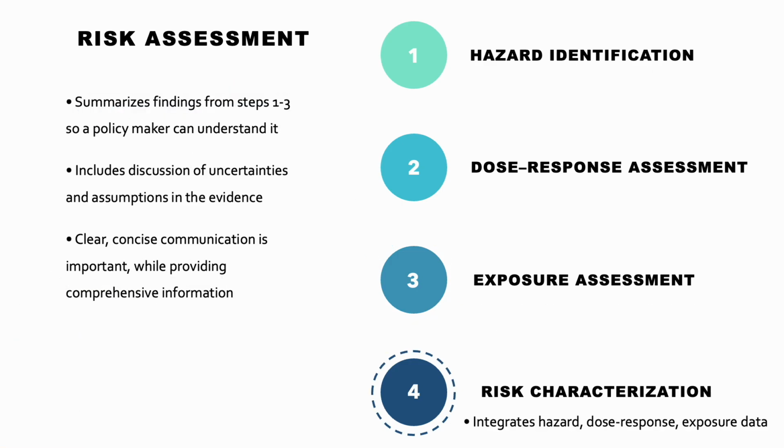Risk assessment concludes with risk characterization, which integrates hazard, dose response, and exposure data from the previous three steps to estimate the likelihood and magnitude of adverse health effects. Risk characterization also summarizes uncertainties and assumptions in the available evidence. Environmental health decisions are often made before complete information is available, so communicating uncertainty is an essential part of the process. Risk characterization provides information for decision makers, used as the basis for policies to mitigate risk.